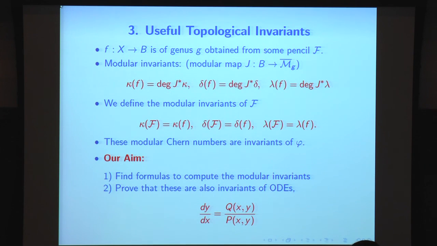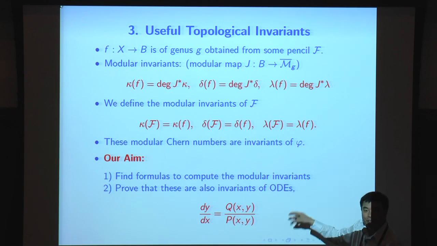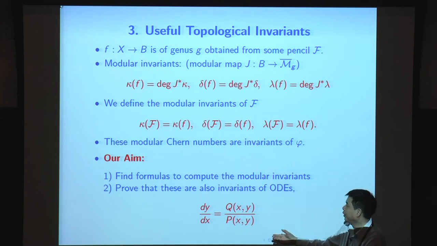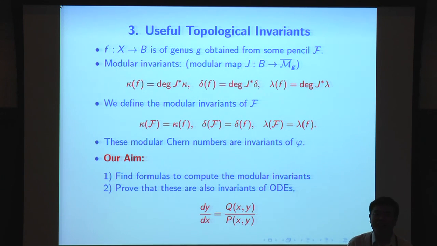We cannot use algebraic geometry to study all differential equations. But we can use the idea to study them. For example, we get some new formula for the modular invariance. This formula depends only on this side. So from this kind of formula, we can define similarly the invariance for the ODE. This is the idea of Poincaré.